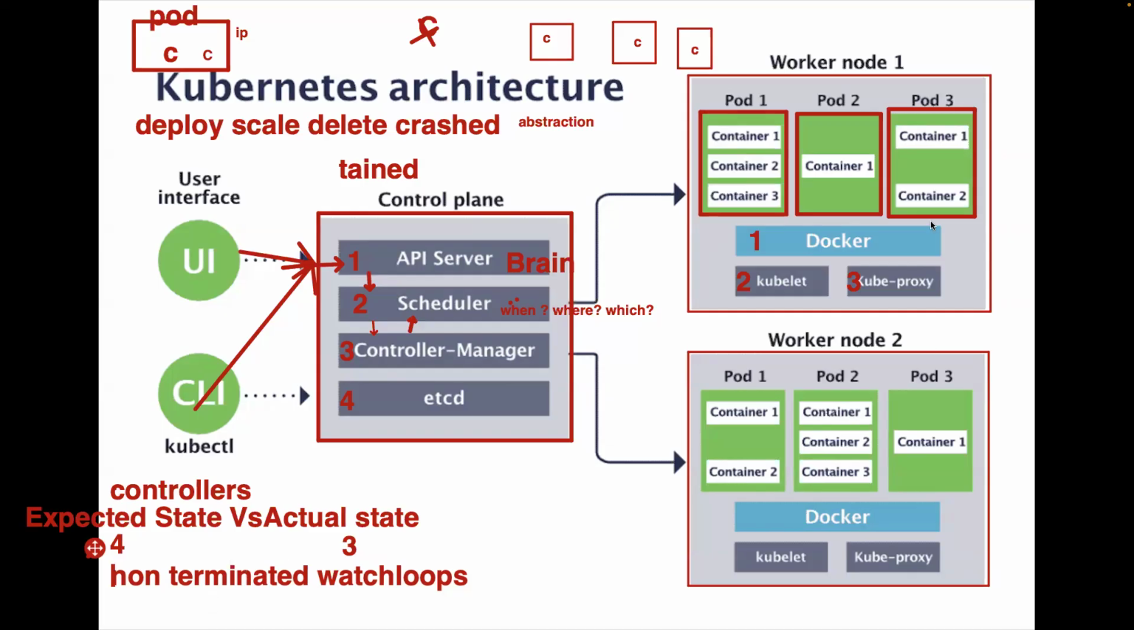So non-terminating watch loops will be run so that it will identify these things and provide the information to the scheduler. Scheduler will start the pods accordingly in the cluster. So basically, the API server interacts with the scheduler, it gets the information from the controller manager, all of that will be validated, and finally the pod will be deployed on the cluster. How will the pod be deployed? The API server will give instructions to the kubelet. Kubelet is the one which starts a pod in the cluster.